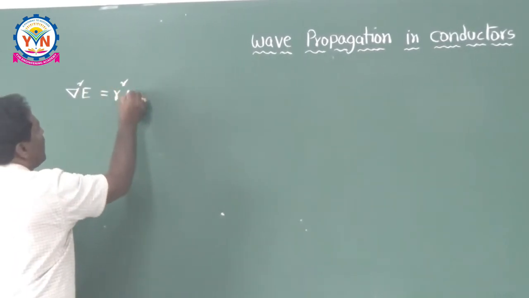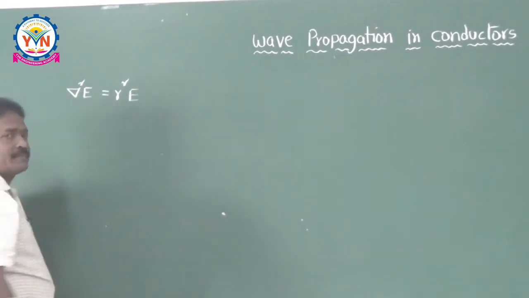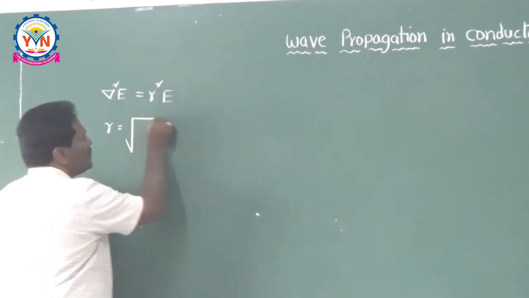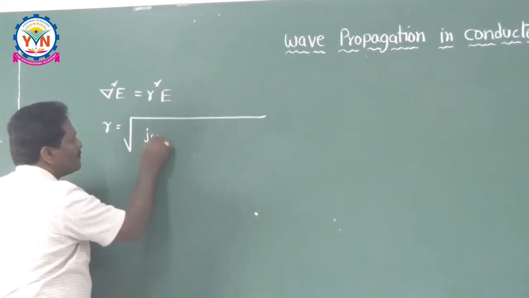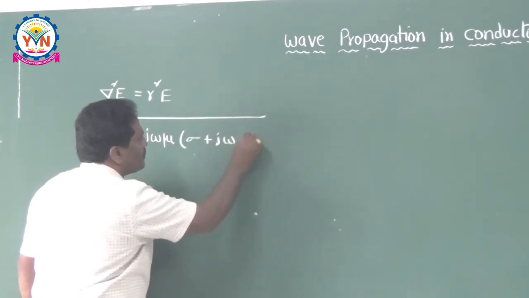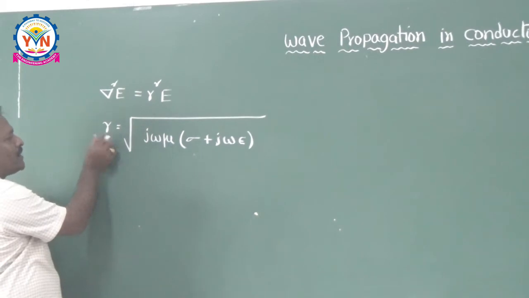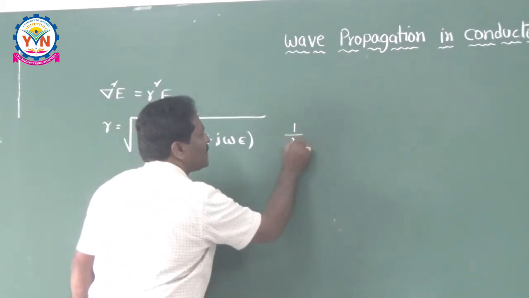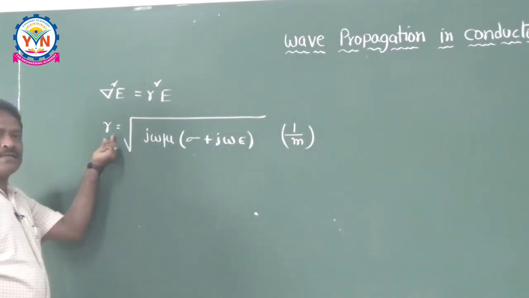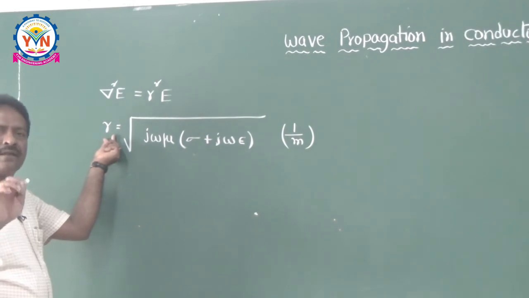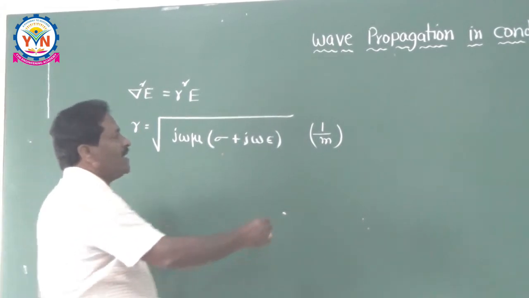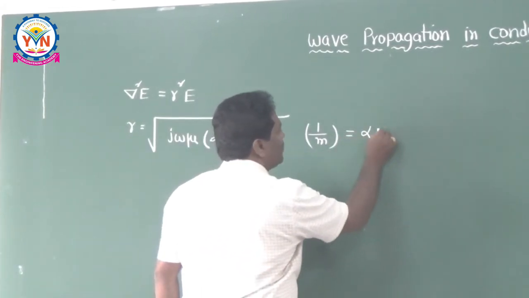And here gamma is nothing but the propagation constant. So what is gamma? Gamma is equal to root of j omega mu into sigma plus j omega epsilon. And the unit of gamma is 1 by meter, that means meter inverse. This propagation constant gamma is the combination of the attenuation constant as well as the phase shift constant. That's why it is equal to alpha plus j beta.